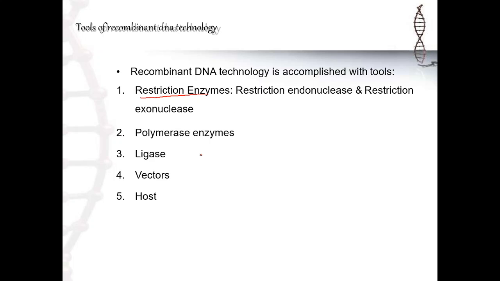And another tool, we have the polymerase enzymes. And we also have, number three, the ligase enzymes, the vectors, and the host. So using these different tools, we'll be able to conduct recombinant DNA work, or modify the DNA of a particular organism. So take note of that. We have the tools: restriction enzymes, polymerase enzymes, ligase, vectors, and host. Okay.